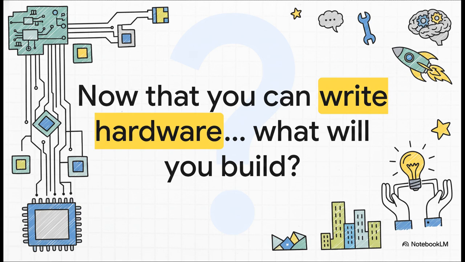So there you have it. That's the incredible journey from a text file to a working piece of silicon. We've seen how simple lines of code can define a complex machine, and how that machine can be brought to life on a real chip that you can hold in your hand. Which really just leaves one final question for you to think about. If you can write your own hardware, what will you build?